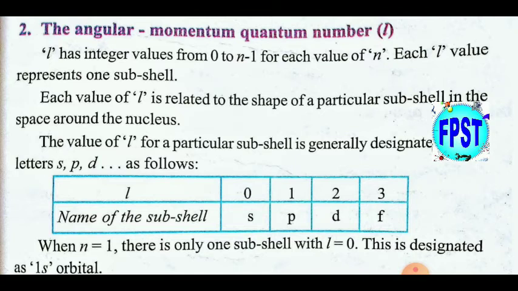Means for the first shell, n is equal to 1. For this n is equal to 1 value, L is equal to 0. That is the only value of L for the first shell. And this is noted with the subshell S. S subshell means in the first shell there will be only one subshell. Its shape is spherical, as suggested or introduced by Niels Bohr's circular paths.